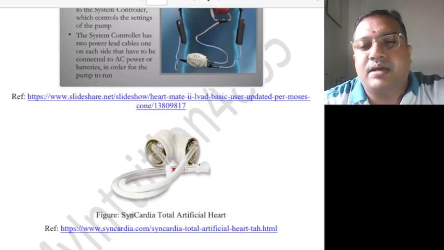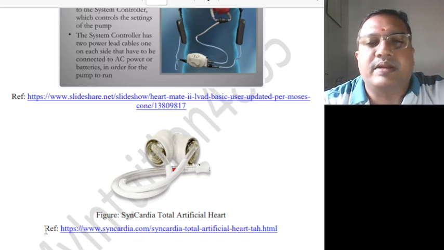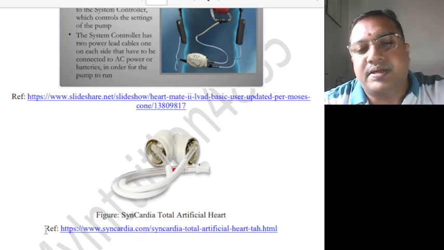Then again, SynCardia, which is a total artificial heart. How it works, everything that you can check on that website.